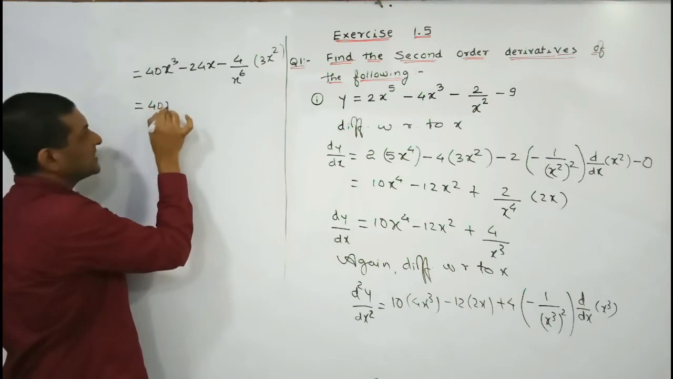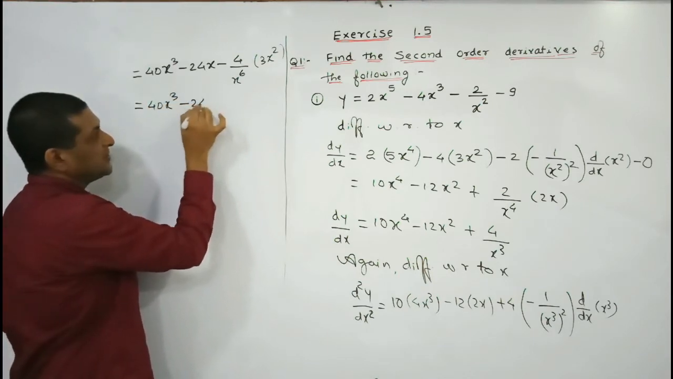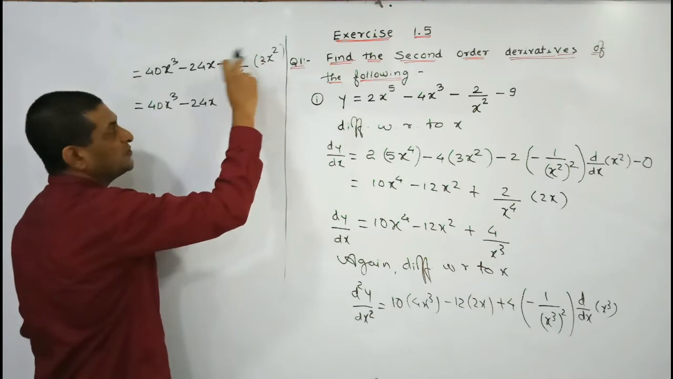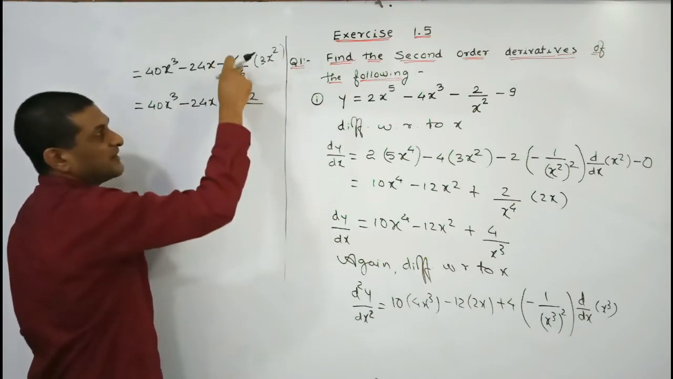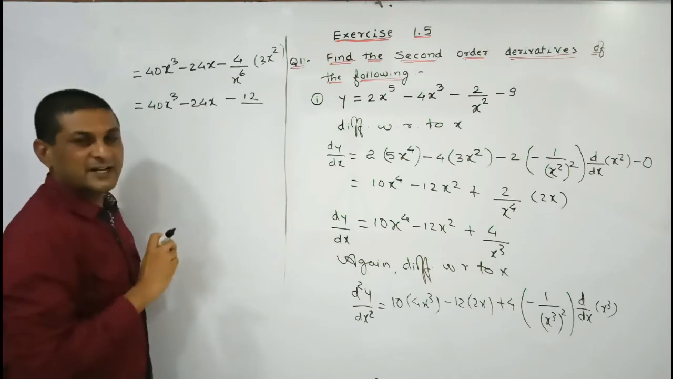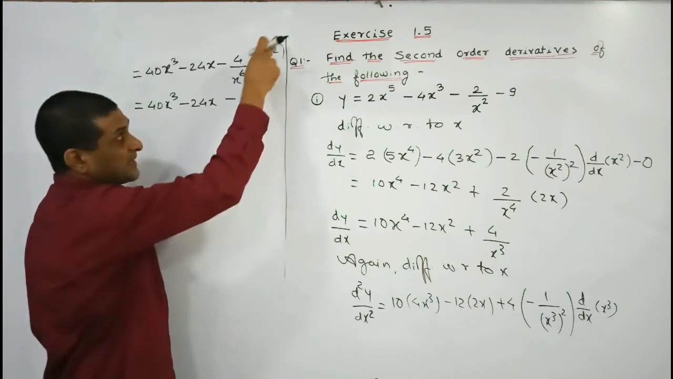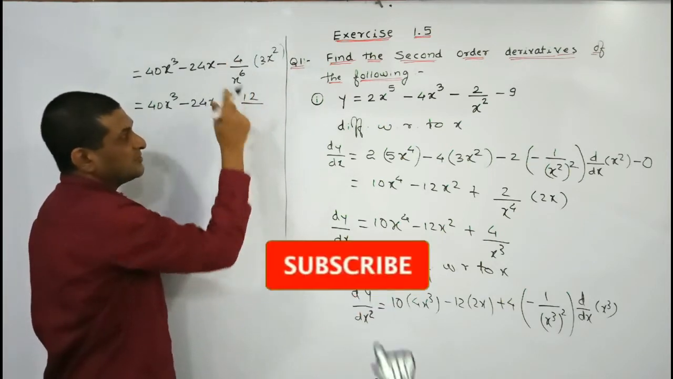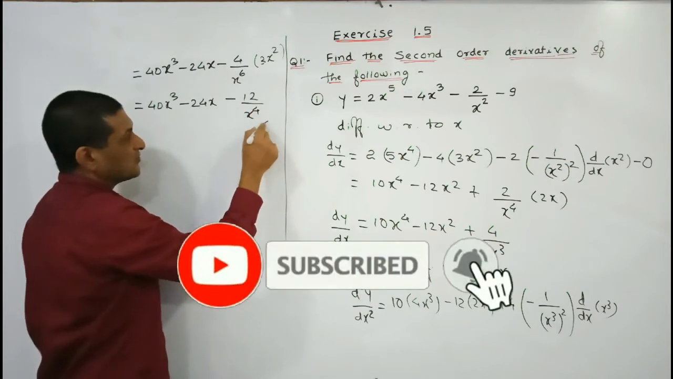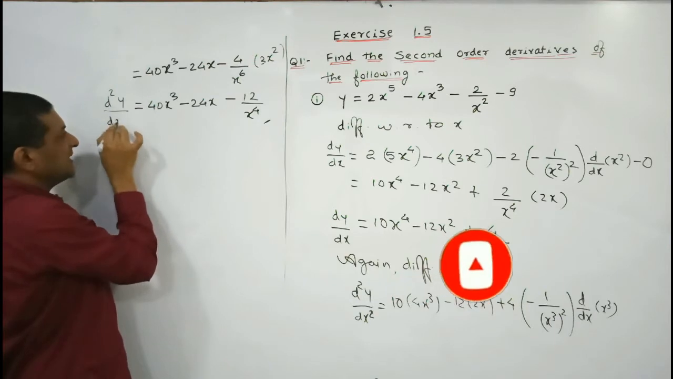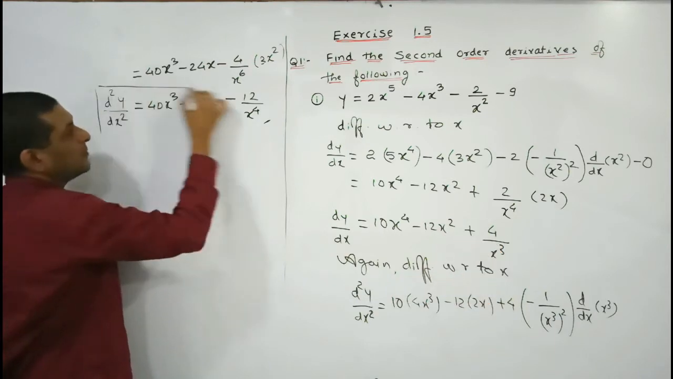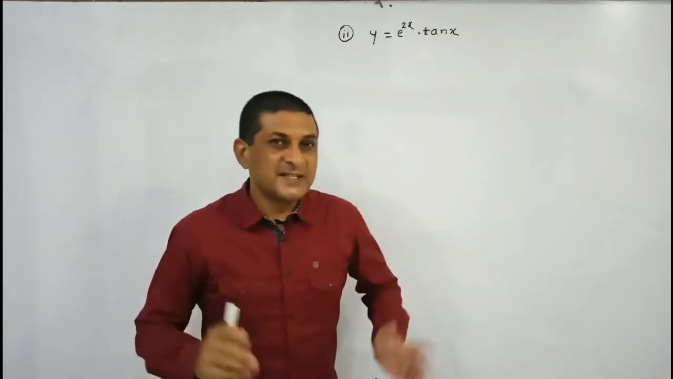So which is equal to 40x cube, keep it as it is, minus 24x also as it is. 3 into 4 will become 12, so here we are getting minus 12, and x square from numerator and denominator will get cancelled. After cancelling x square from numerator and denominator, here we will get x raised to power 4, which is nothing but our value of the second order derivative, means d2y upon dx square. Now observe the second example.